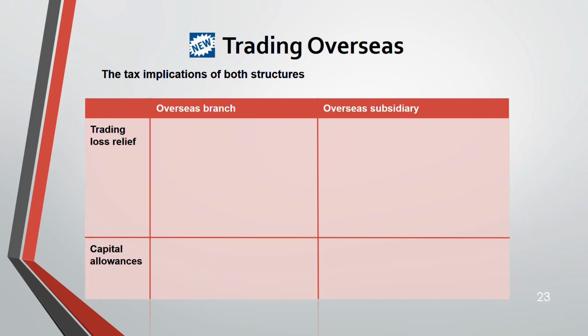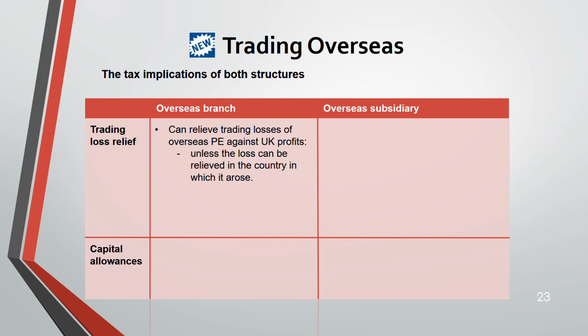Next, trading loss relief. For an overseas branch, yes, you can relieve the trading loss of your overseas permanent establishment against your UK profit, unless the loss can be relieved in the country in which it arose. Unless you have some profit in the permanent establishment to relieve it, then send it back to the UK. A UK loss can also be relieved against the overseas PE profit. It is both ways, two-way. But if you go for the exemption, you will not get the relief.